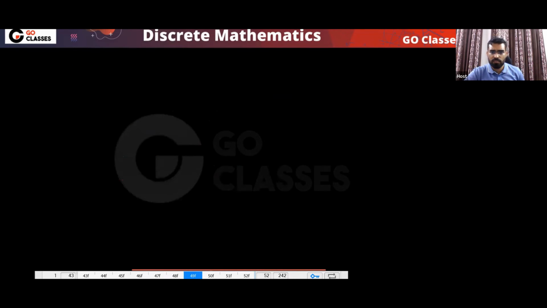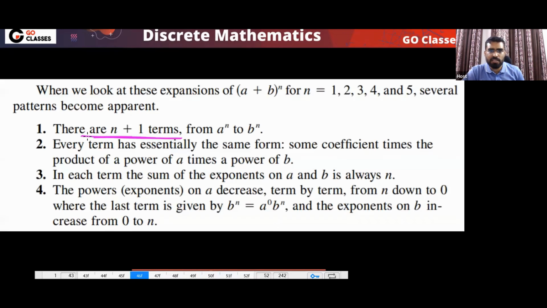Okay, let's move on. So this is the binomial theorem, and these are the statements. First of all, there will be n plus 1 terms. Every term will have some coefficient, followed by a power of a, followed by a power of b, and the sum of the exponents of a and b will always be n. And if the power of a is increasing, then the power of b will decrease.